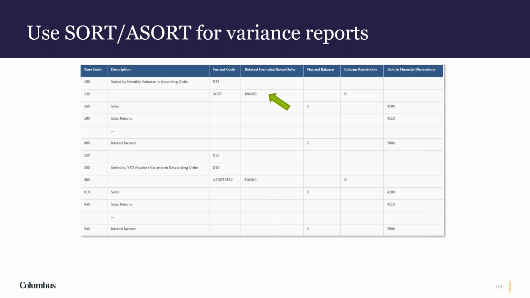As you can see in row 130, we use the sort format code in the related formulas, rows, and unit columns. We identify the rows we want sorted. In the column restriction, we identify which column we want to use as the sort values. In row 580, you'll notice we use a different format code to sort in a descending format and choose a different column to sort the values on.